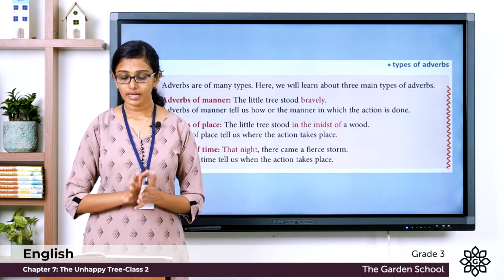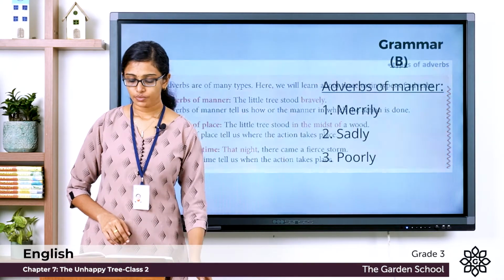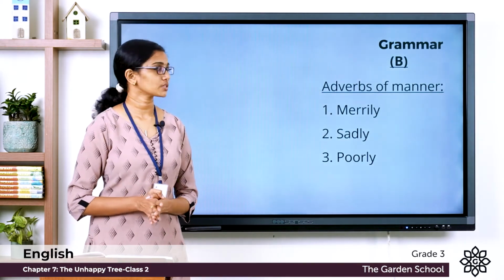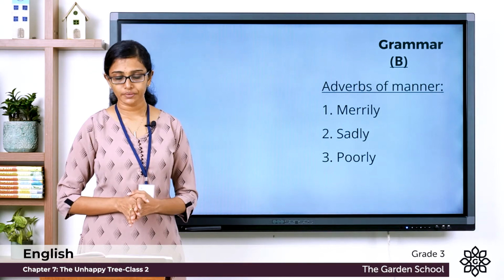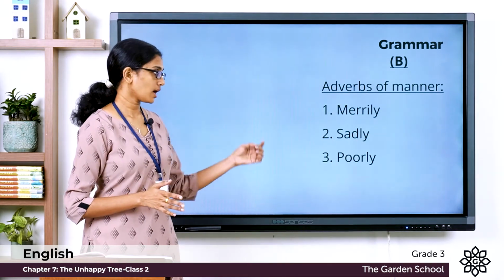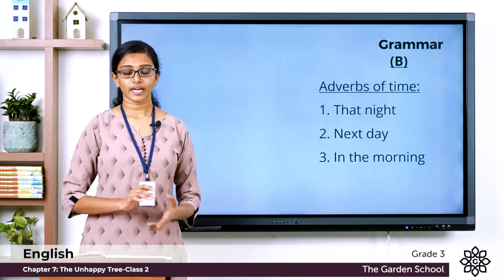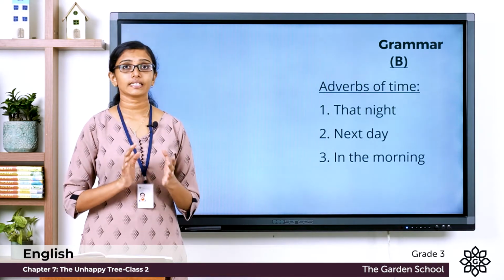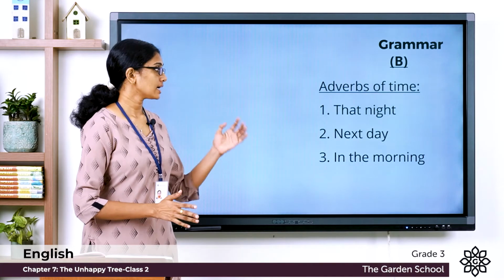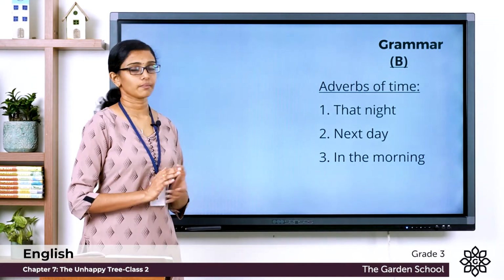The first column, adverbs of manner. So, which are the adverbs of manner from the story? One is already given there, merrily. The other two are sadly and poorly. Then adverbs of time. First one is given there, that night. Two more are next day, in the morning.